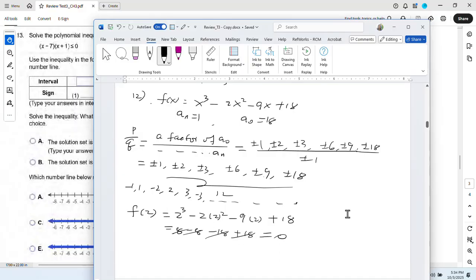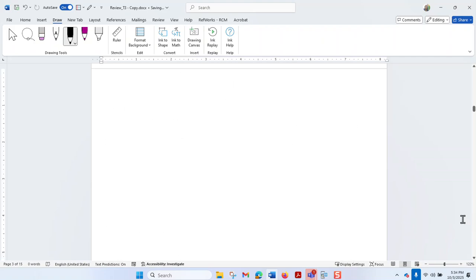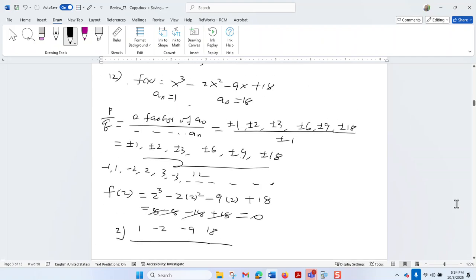If you want to do the synthetic division, we can do that one more time. C here will be 2, right? And then for the synthetic, I don't have a missing term here, so this will be 1, negative 2, negative 9, and 18, okay? The synthetic division. All right, so we pull the first one down. Don't do anything. So 2 times 1 will be 2.